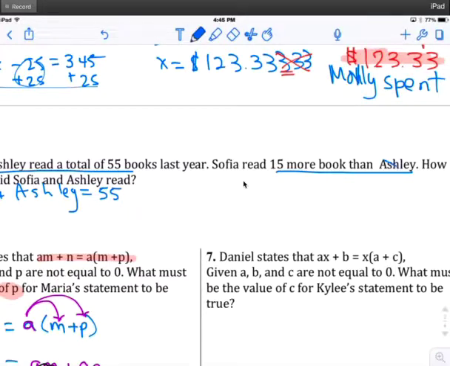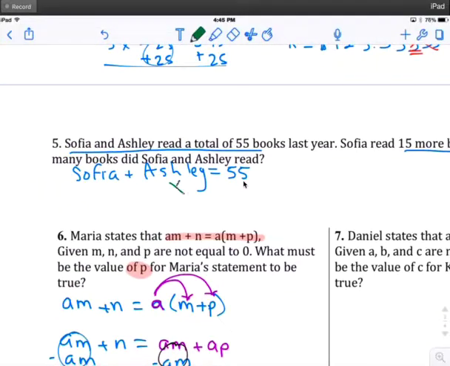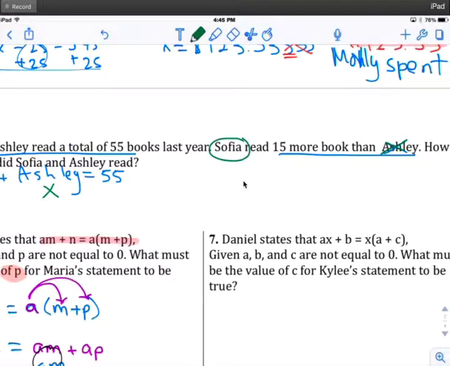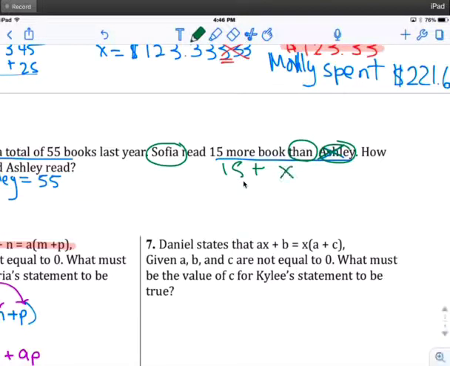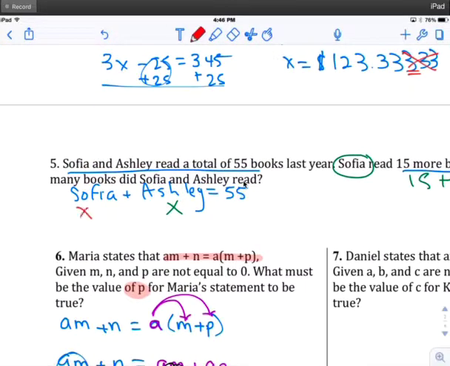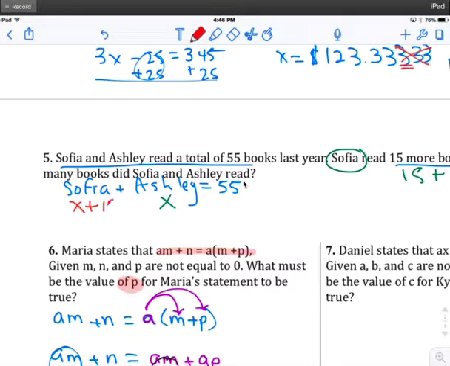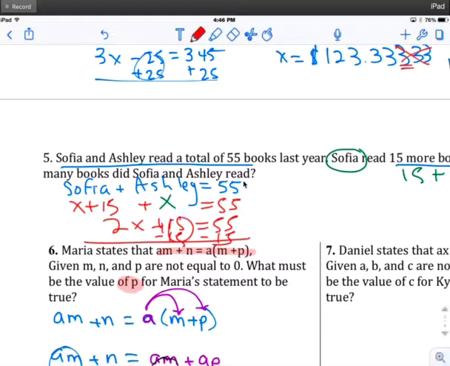Okay, 15 more. So Ashley gets the X. I'm going to do it in green. Ashley gets the X. Now Sophia read 15 more books than Ashley, which is X. Because of "than," we write this X first. So it's X plus 15 under Sophia. Add that equals 55. Get 2X plus 15 equals 55. Minus 15, minus 15. 2X equals 40. X equals 20, because you divide by 2.